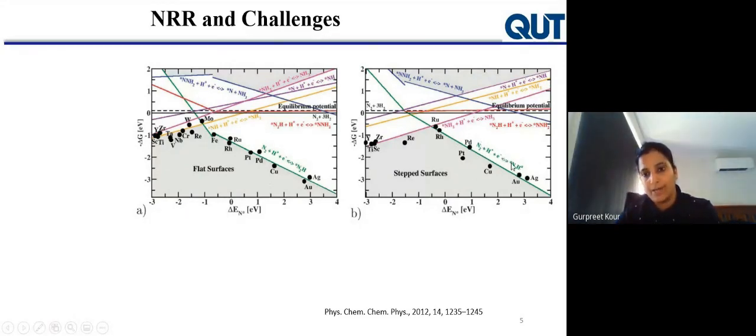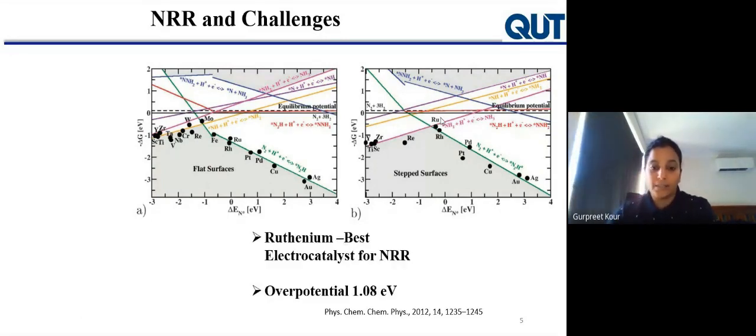And the ideal catalyst should be on this line. That's the equilibrium potential, having zero overpotential. And we can see that in this case, ruthenium is occupying the top position in this volcano plot. Ruthenium is considered as one of the best electrocatalysts for nitrogen reduction reaction, and it has been extensively studied both computationally as well as experimentally. But it has a high overpotential of 1.08 electron volt.